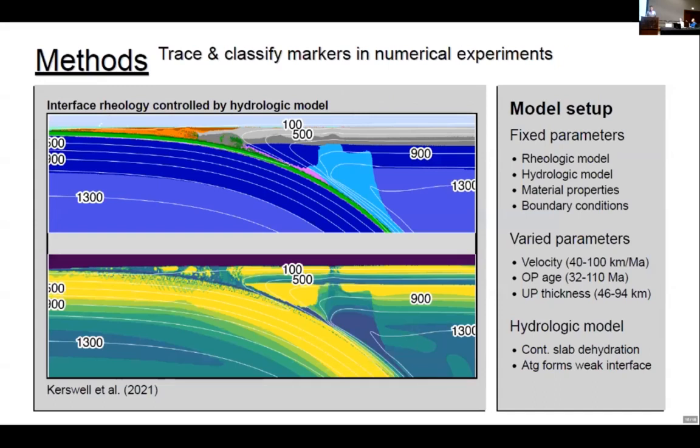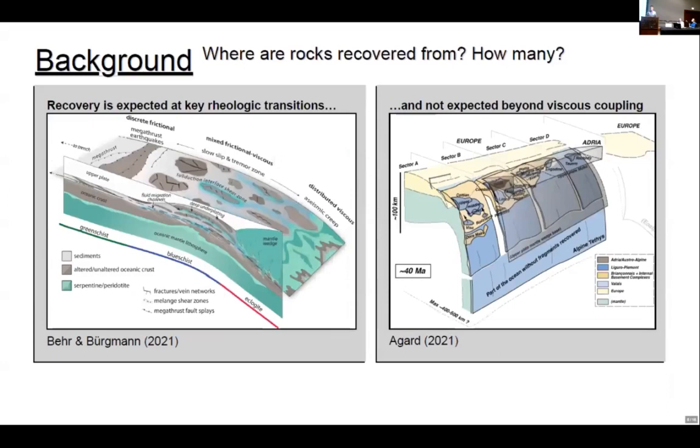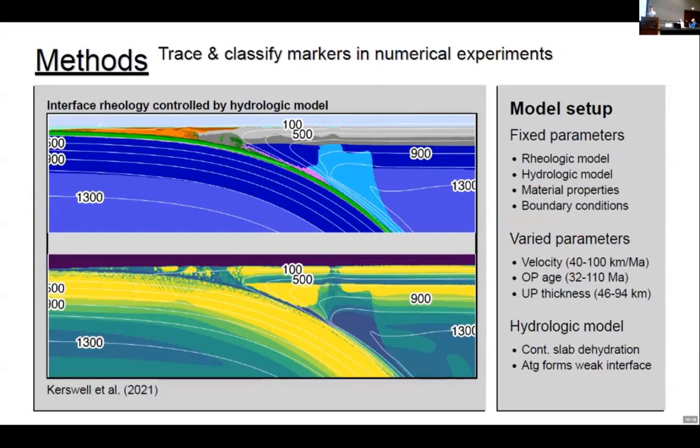And it's really important in the context of these models to be able to put the shear zone rocks into their proper context, to integrate them completely with the geophysical data. In order to do that, and to better understand the rates and distributions of rock recovery along the shear zone, we rely on the numerical models published last year by myself and others. We trace and classify something like 1.3 million markers over 64 numerical simulations to try to better understand where these rocks may be getting recovered from.